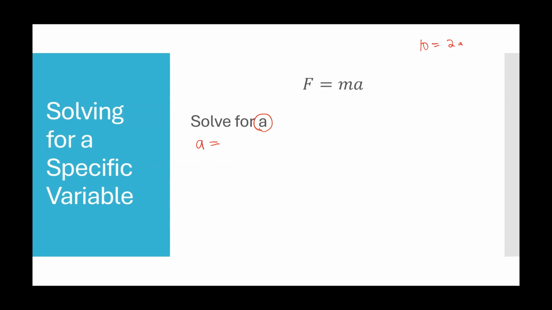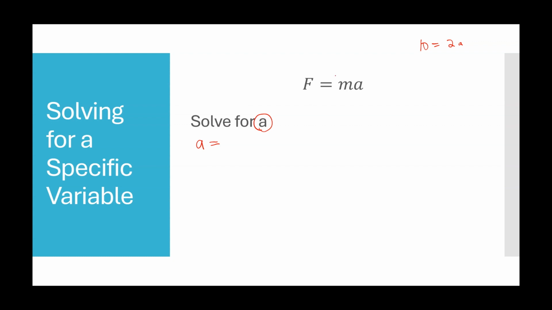And here we're going to do the same thing. We're going to undo each step using inverse operations. It's just that we don't have a number value. We're going to have essentially an equation or a formula at the end that a is equal to, instead of just a value. So let's jump in here.